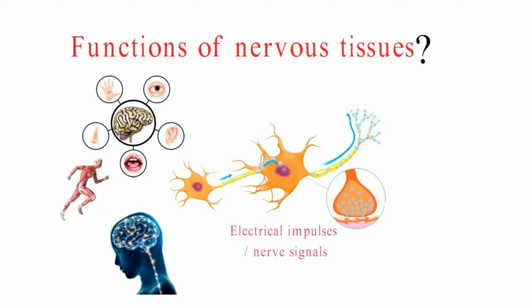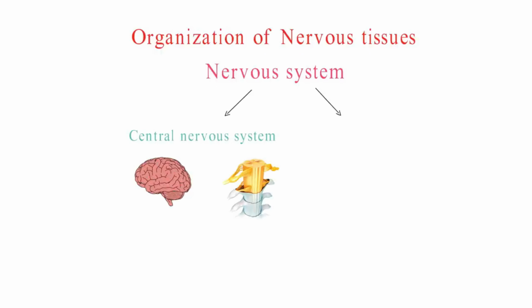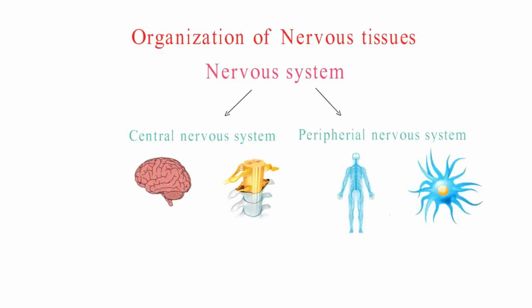Nervous tissue also plays a significant role in higher cognitive functions like memory, learning, and decision-making. To better understand how nervous tissue works, we need to talk about its organization. The nervous system is divided into 2 main parts: the central nervous system, which includes the brain and spinal cord, and the peripheral nervous system, encompassing all other nerves and ganglia.